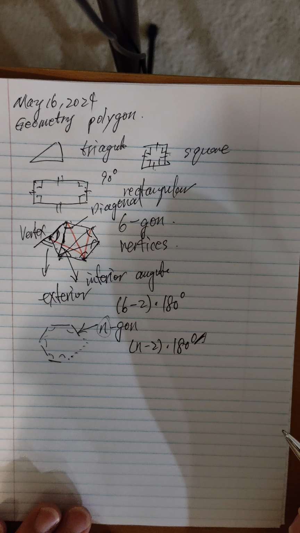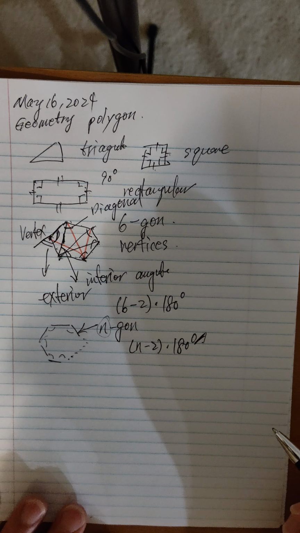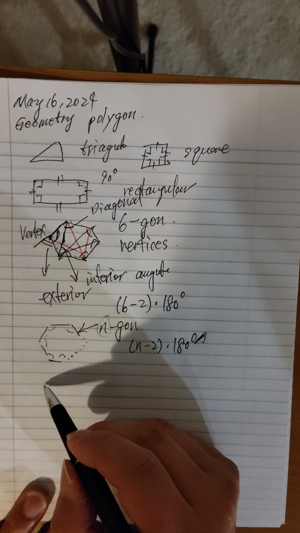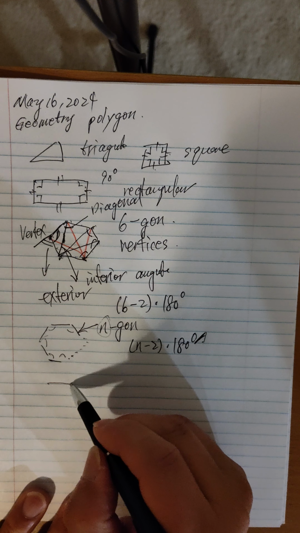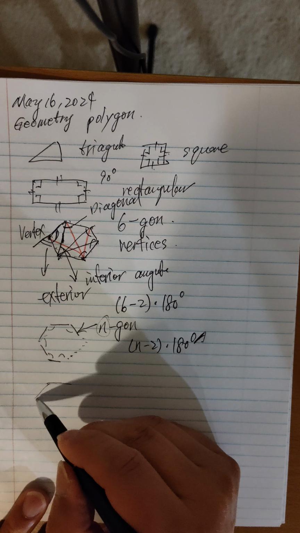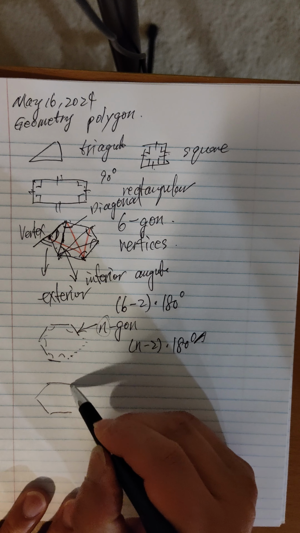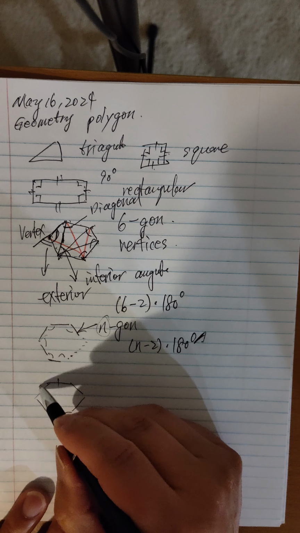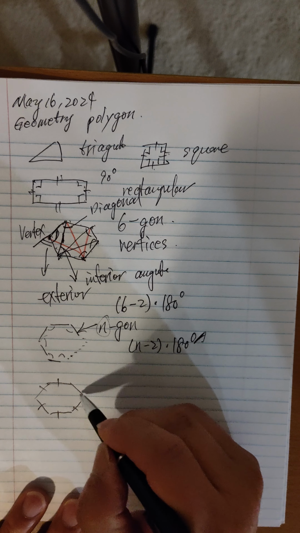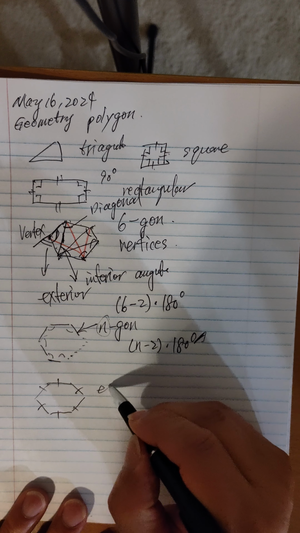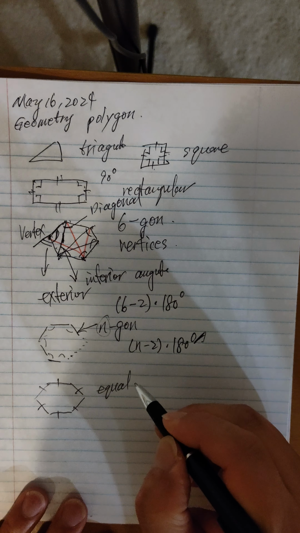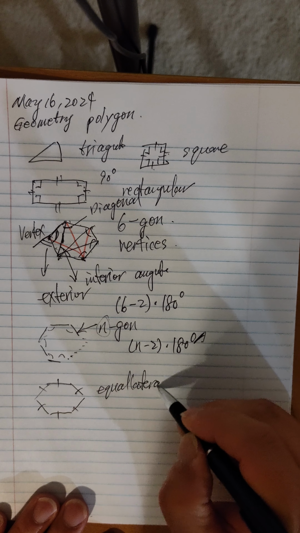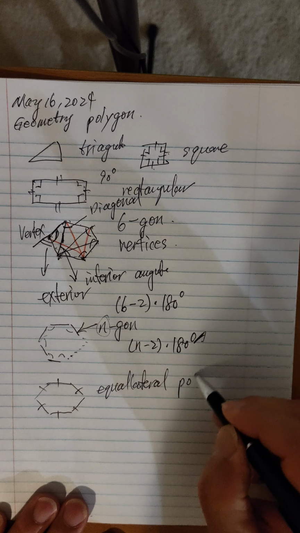And then the next thing I want to introduce is called an equilateral polygon. What does that mean? That means if we have something like that, okay, if each side has exactly the same length, that's called an equilateral polygon.